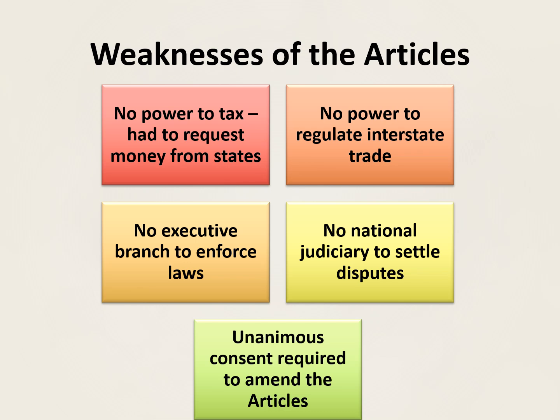Under the Articles, the national government could not tax citizens. It had to ask states for money, which most of the time they didn't give. It could not regulate interstate commerce. States imposed tariffs on each other and even printed their own money. It could not enforce laws. No executive branch meant Congress could pass all the laws they wanted, but there was no one to enforce them. It could not settle disputes. There was no national court system, so no way to resolve conflicts between the states.